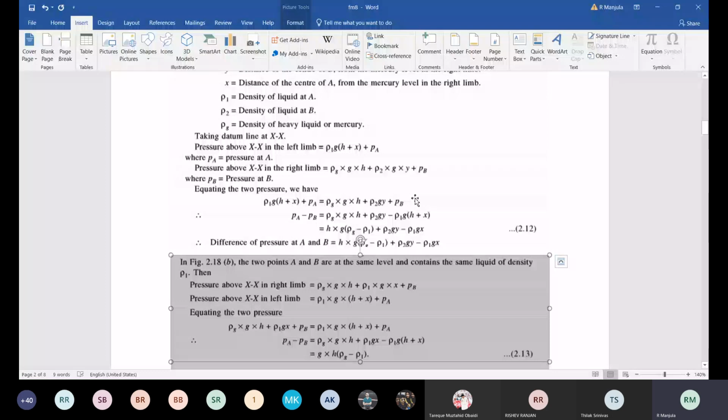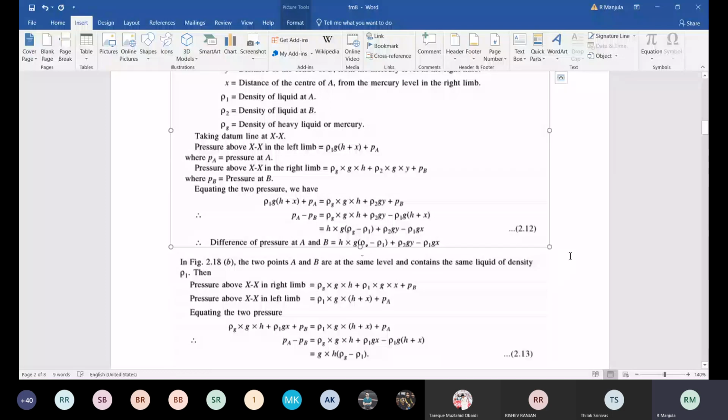All other terms are known, provided X, Y and H are known. ρ1, ρ2, ρg must be known. Then you will be able to find out the difference of pressure between A and B. So this is for when they are at a different level.